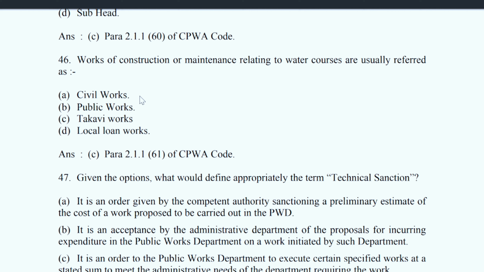46. Works of construction or maintenance relating to water courses are usually referred to as Takabi works. Yes, Takabi work. Works of construction or maintenance relating to water courses are usually referred to as Takabi works.